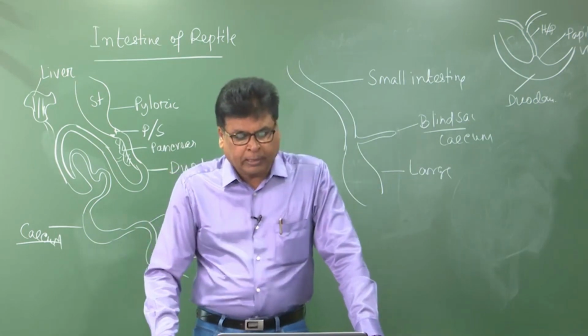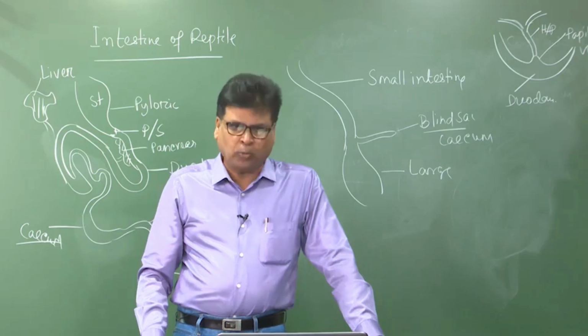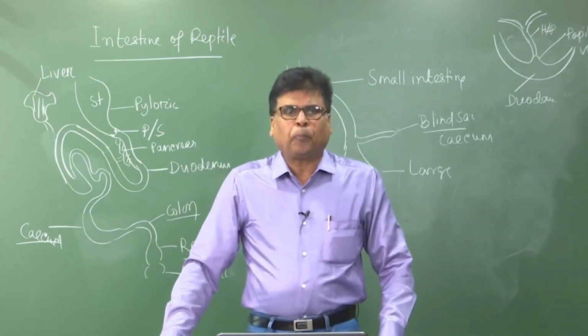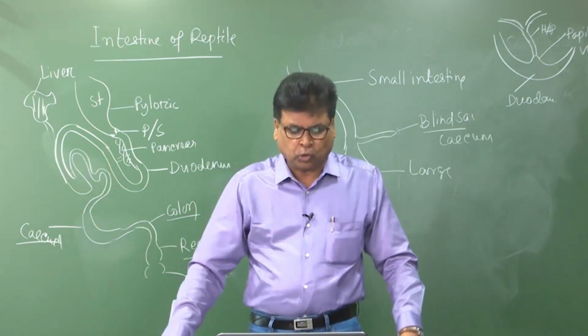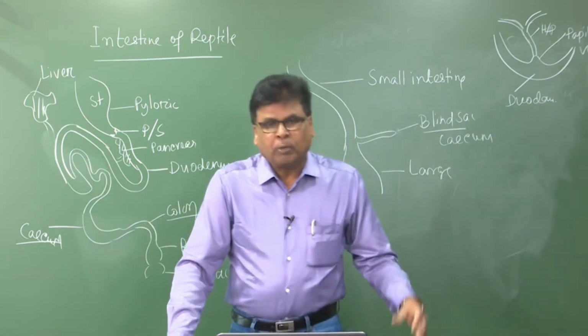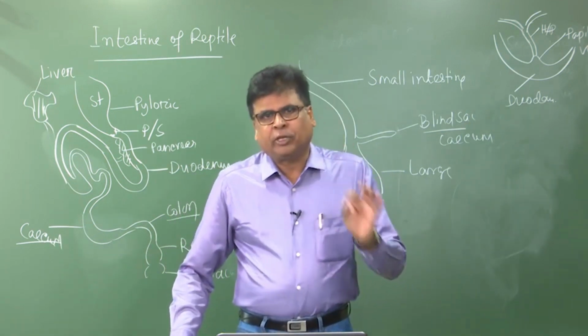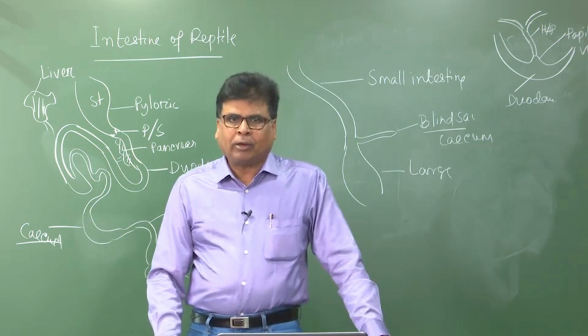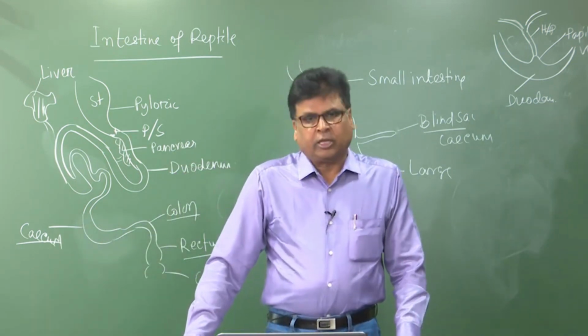In case of mammal, the jejunum is less coiled, having a thicker and vascular wall, and especially in case of human, this jejunum is 2.4 meter long. So jejunum is a very long structure. Then jejunum is followed by the next structure that is known as ileum. In case of human, the ileum is the longest part, having 3.6 meter.